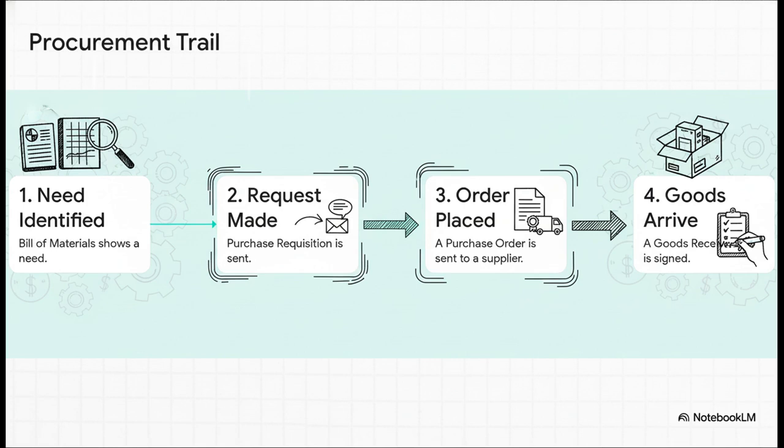It lists every single part they need. When they see they're running low on something, they send an internal memo, the purchase requisition, to the buying department, basically saying, hey, we're going to need more of these. That department then sends a formal purchase order out to the supplier. And finally, when the delivery truck shows up, the storekeeper signs off on a goods receive note, which just confirms, yep, we got what we ordered. Every document is a vital checkpoint.